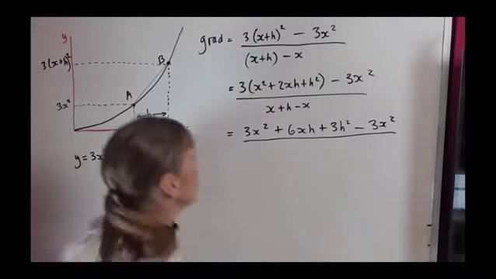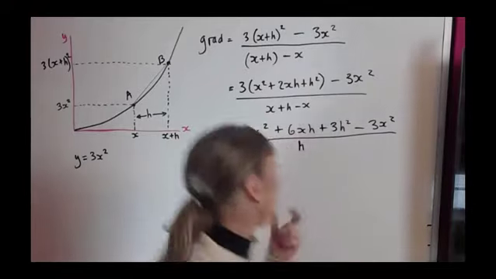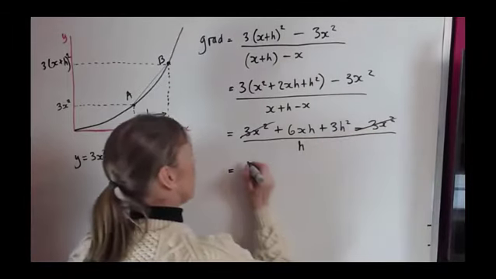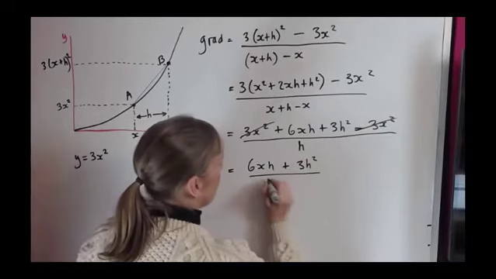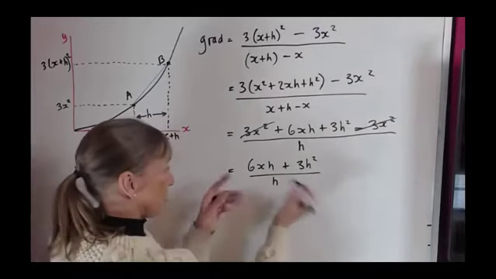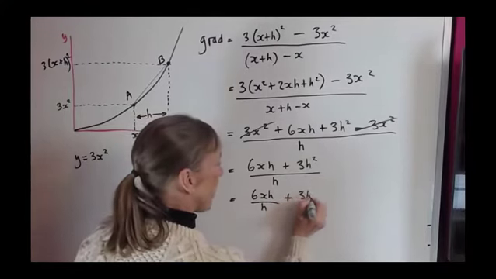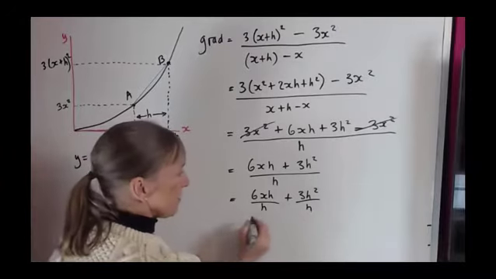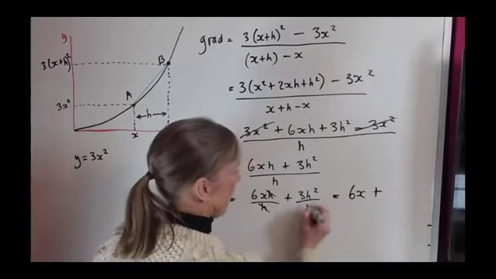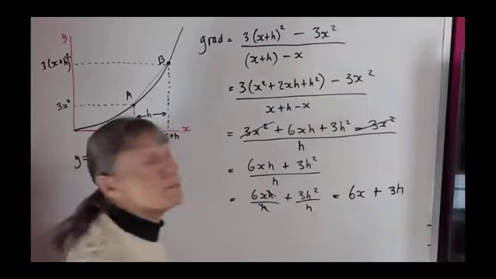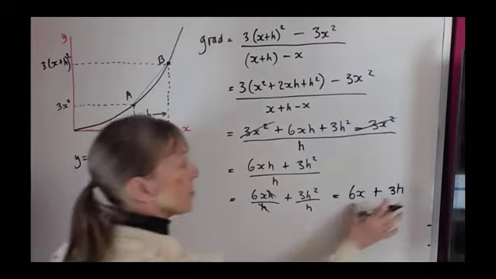Hopefully you can see that the bottom simplifies because we've got x minus x, so the x's disappear. Can we simplify the top? Yes, of course we can, because the 3x squared terms disappear. So we end up with 6xh plus 3h squared all over h. We can separate that out into two fractions: 6xh over h plus 3h squared over h. That simplifies, the h cancels, and we get 6x plus 3h. So the general gradient, if these two have a difference of h, will be that.